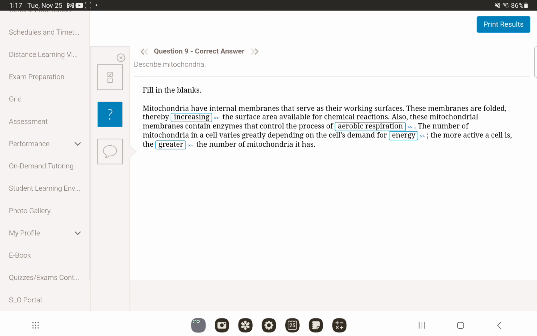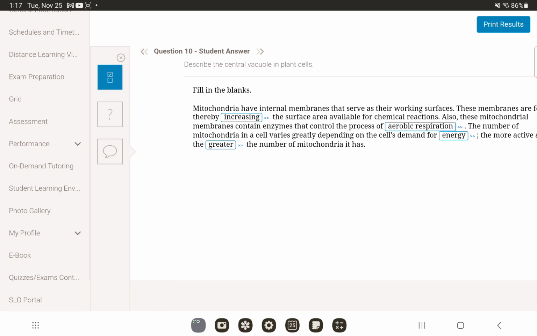The number of mitochondria in a cell varies greatly depending on the cell's demand for energy. Yes, because the more active a cell is, the greater the number of mitochondria it has, because the more active it is, the more energy it needs. The more energy it needs, the more mitochondria it has, because the mitochondria is what makes energy for the cell, so that's its main function.